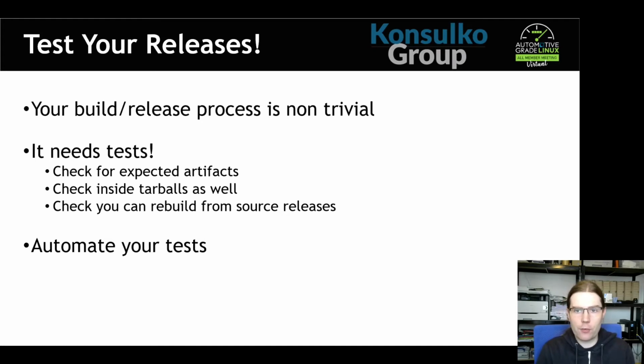So these tests should do things like check that the release contains the artifacts that you expect it to contain. Look inside tarballs as well. If you expect, say, a license file to be inside a tarball, write a script that checks that. And when you're distributing sources to go along with your binaries, write some tests to make sure that you can rebuild those binaries from the sources that you distribute. And what I will say is, as far as possible, automate these tests.